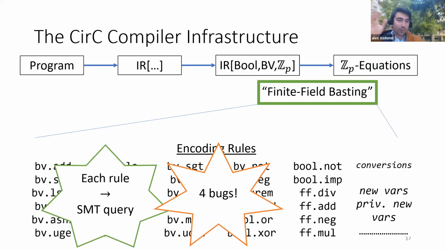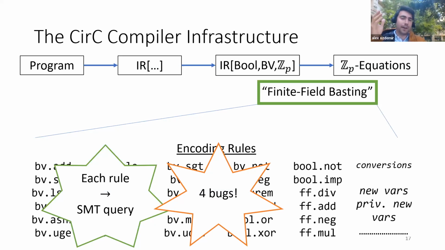Unfortunately, we actually found that all the rules were not good. During the course of checking these queries, sometimes the solver found counterexamples. So we actually found bugs in 4 different rules. Most of these bugs are completeness bugs, which are less serious, but we also found a serious soundness bug in comparisons between fixed size integers.